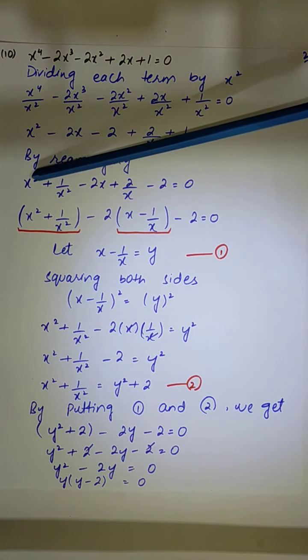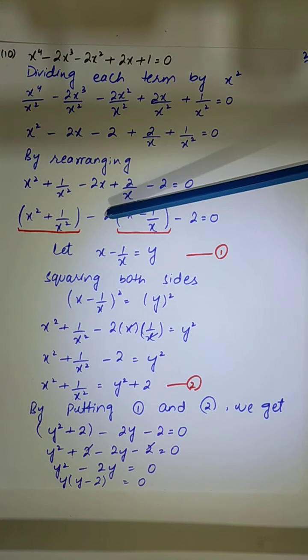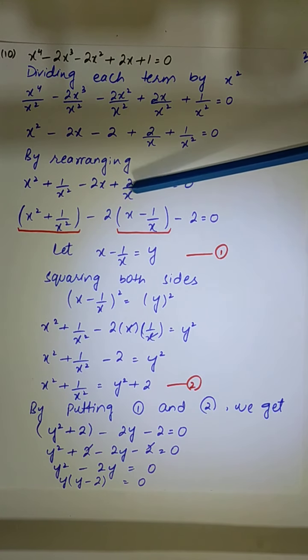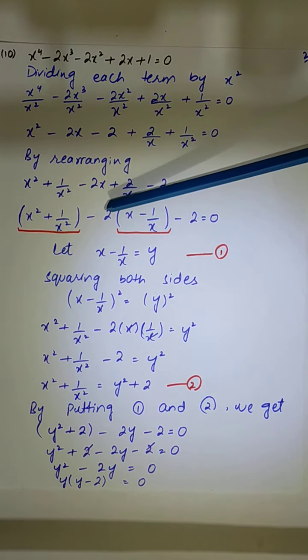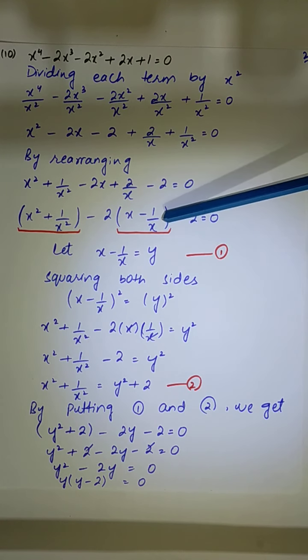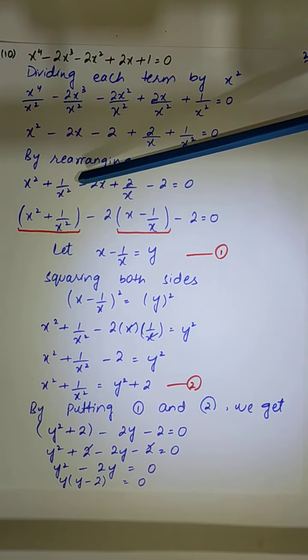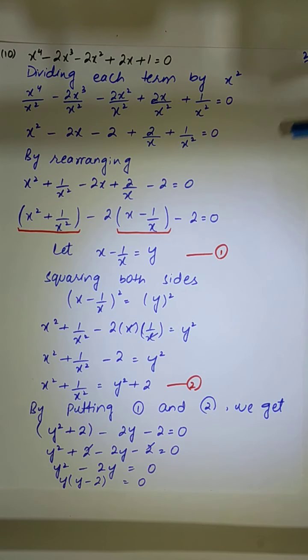When you combine these two terms, you put the bracket here: x square plus 1 by x square, minus, you take minus 2 common because 2 is there with both of these terms. So 2 is common and inside the bracket x minus 1 by x is left, because whenever we take minus common, the sign inside the bracket will change. Minus 2 is equal to 0.